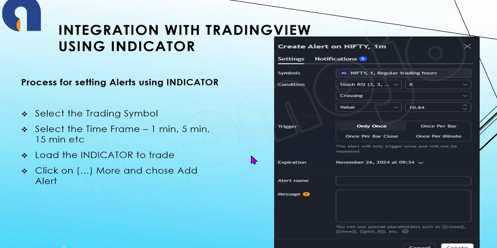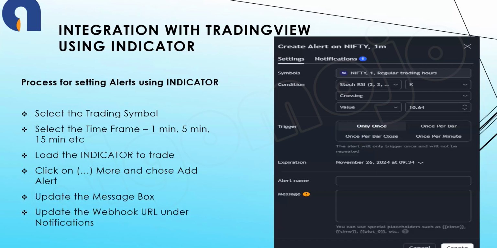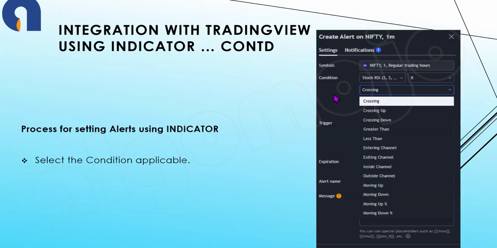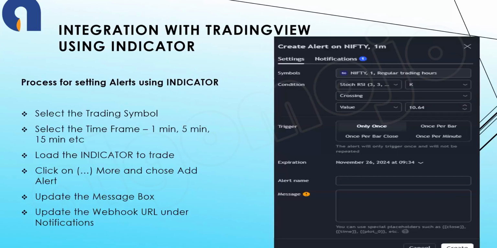Now, there are some conditions available under the TradingView alert box, like crossing, or cross, it could be up or down. Then there's crossing down, crossing up, greater than. So based on your study, when you want the alert to be triggered, you need to select from this drop down. And then the trigger is similar: it can be only once, once per bar close, once per bar, or once per minute, depending on your requirement. You need to update this also.